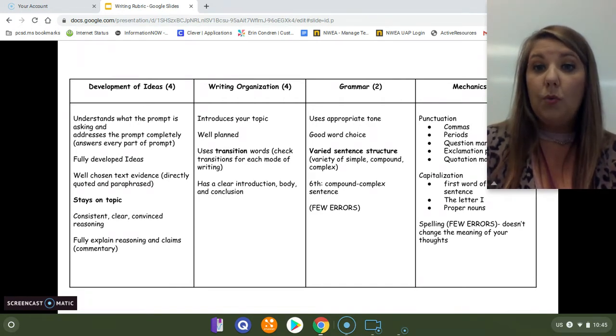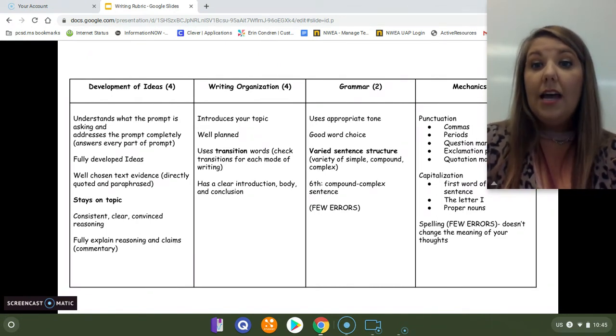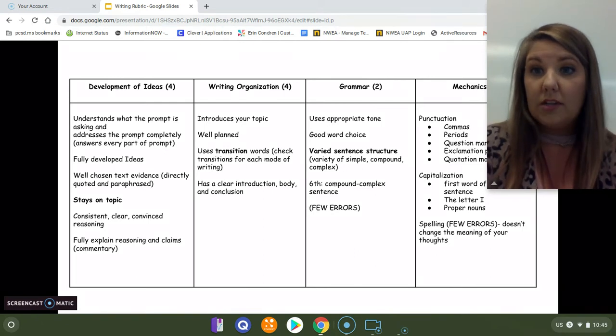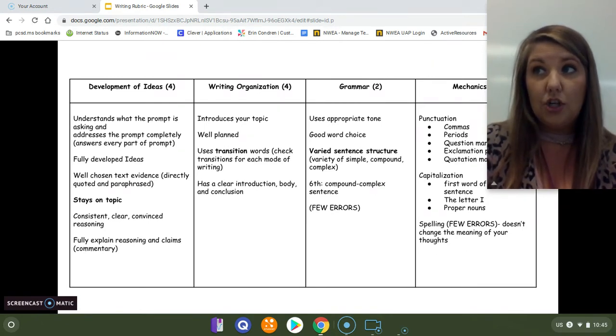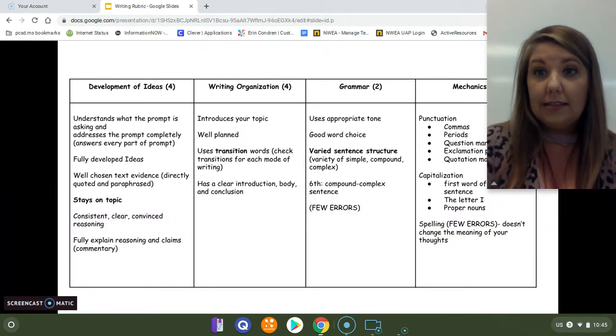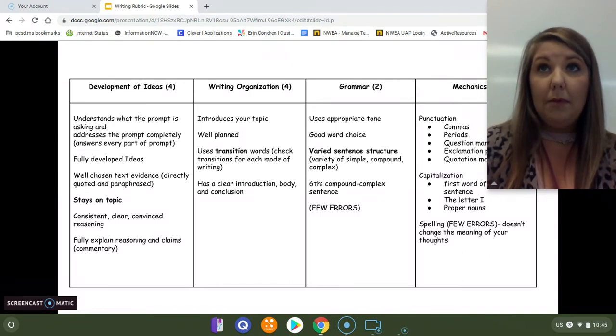Mechanics would be your punctuation, putting commas where they need to go, periods where they need to go, question marks, exclamation points. And not only that, but quotation marks when you choose your evidence. Your evidence should be relevant to the prompt and what it is asking, and you want to make sure that it's in quotations. You want to capitalize the first word of each sentence. Capitalize the letter I always. Capitalize proper nouns. And also make sure that we don't have any patterns in spelling errors.